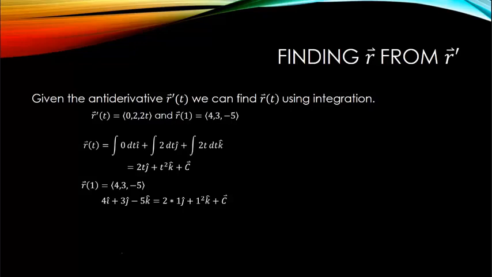I'm going to solve this for my arbitrary constant vector c, and I find out that my vector c is equal to 4i hat plus j hat minus 6k hat. This allows me to write my vector r of t as 4i hat plus the quantity 2t plus 1 j hat plus the quantity t squared minus 6 k hat.